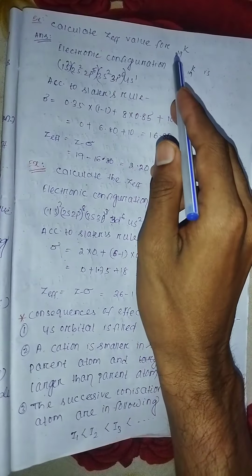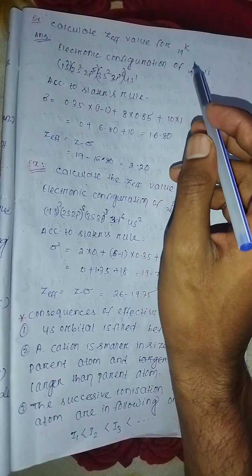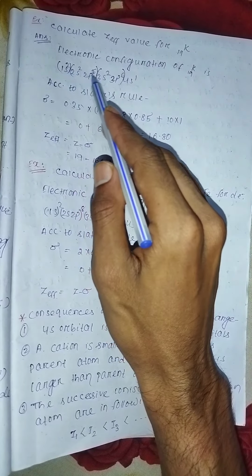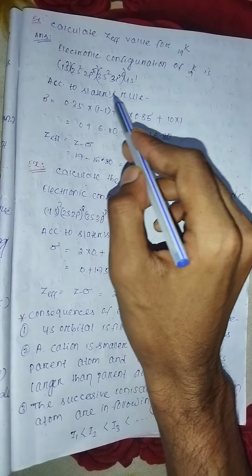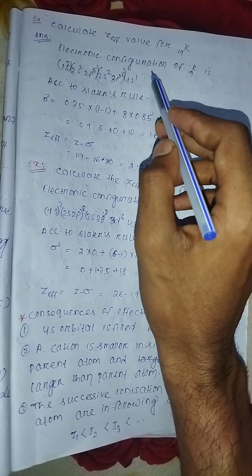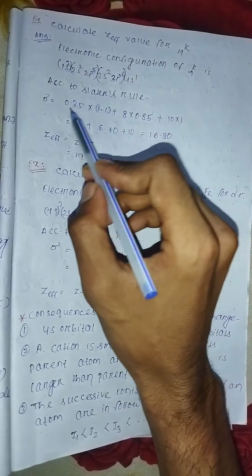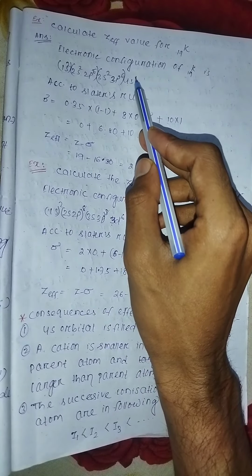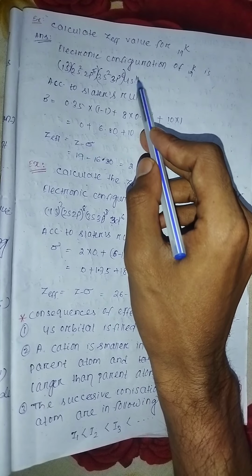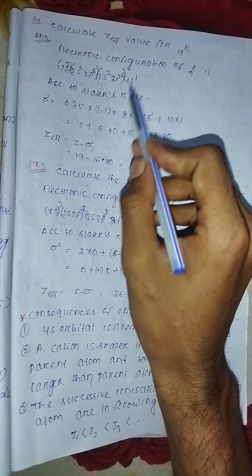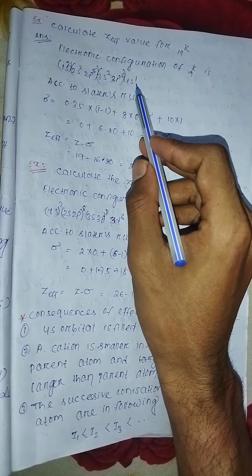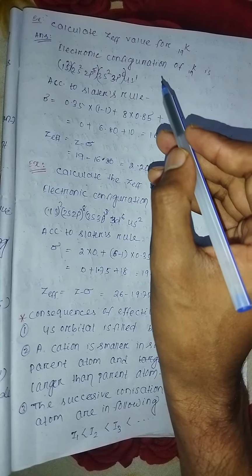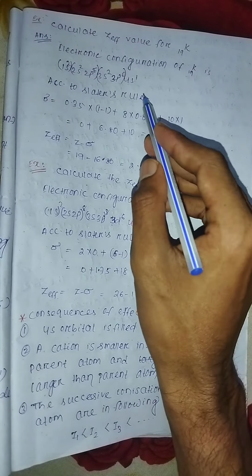So calculate the Z effective value for potassium, 19. First, writing the electron configuration: 1s2 2s2 2p6 3s2 3p6 4s1. Calculating for 4s1, because for potassium, ordinary Slater sigma equals 0.35 on this, but we have to subtract 1 for this electron, so 1 minus 1, because we are calculating the sigma value on that electron, so that electron will not affect itself, so it will be excluded.